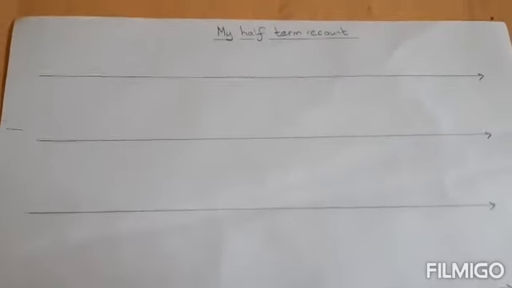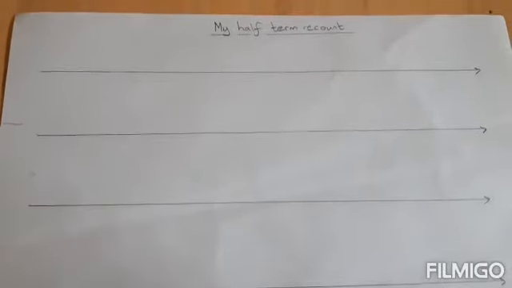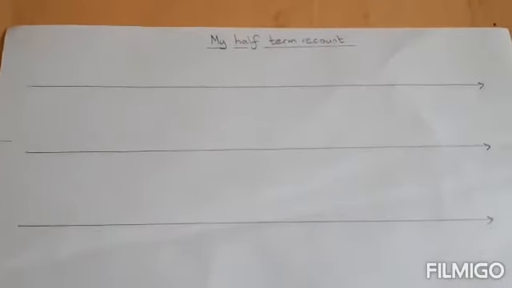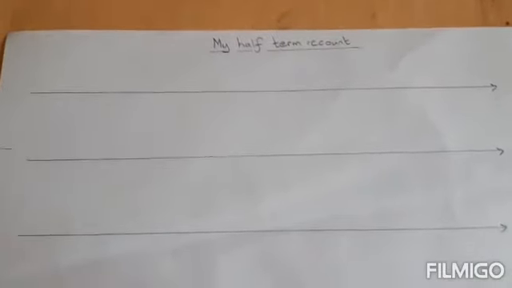So I'm going to show you two ways of doing this plan. This is the first way, which we have done in school together. So all I've done is turn my paper on its side and I've drawn some lines ready for me to draw my pictures. And then I've done a title which says my half term recount.